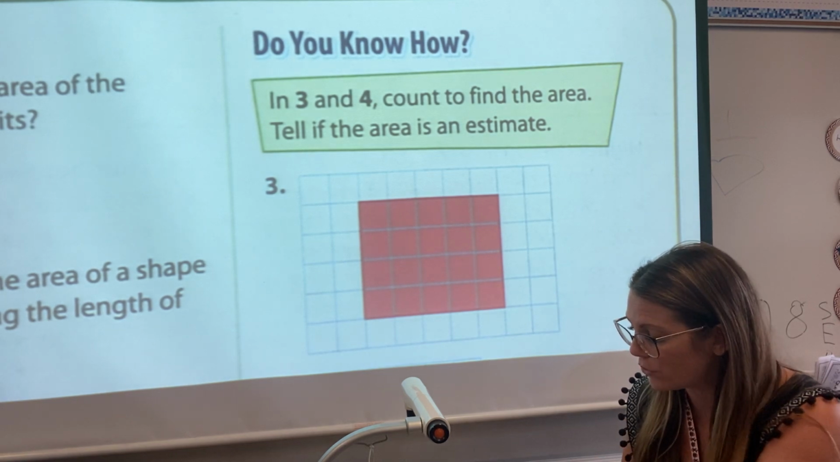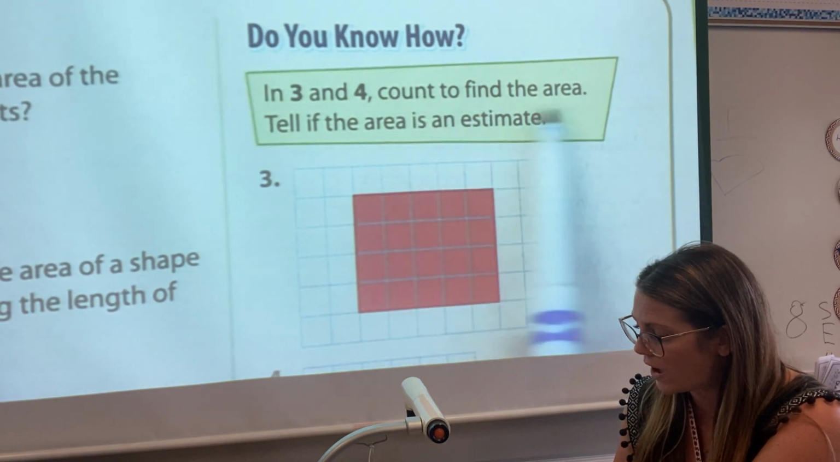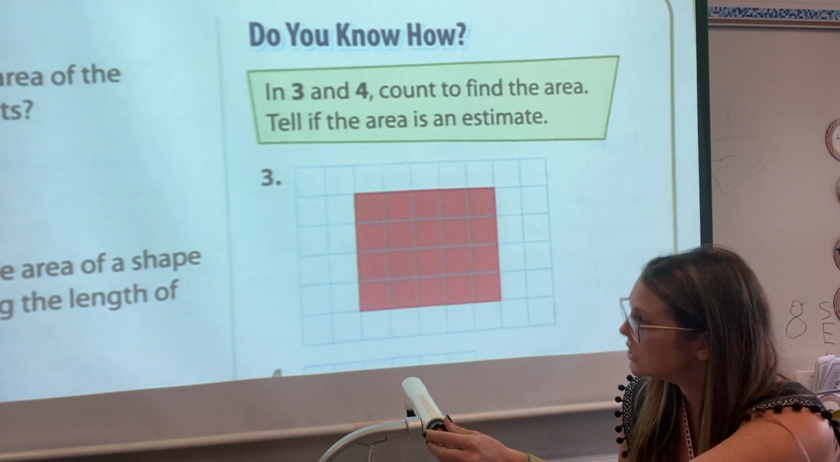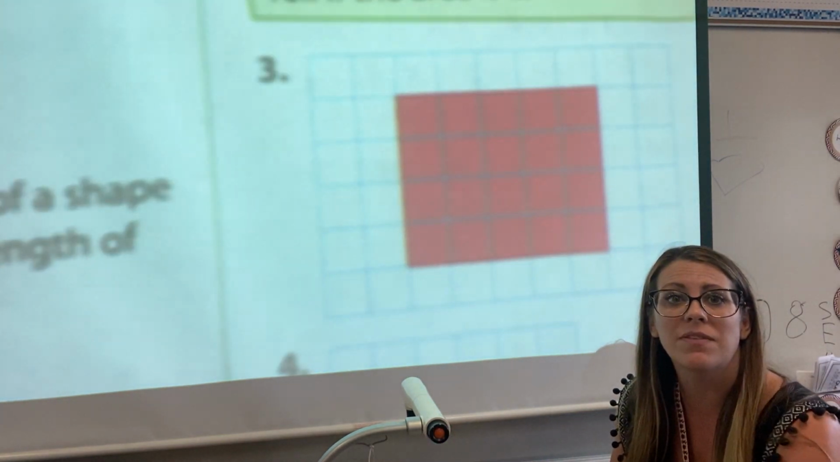So for number 3 and 4, it says count to find the area. Tell if the area is an estimate. Do you think we have to estimate on this one?